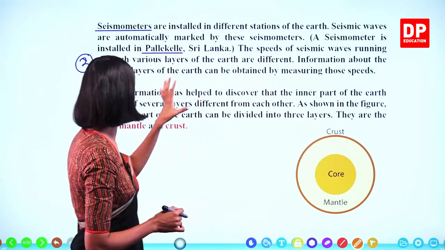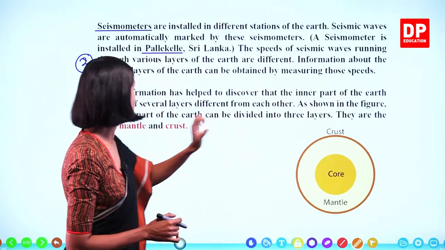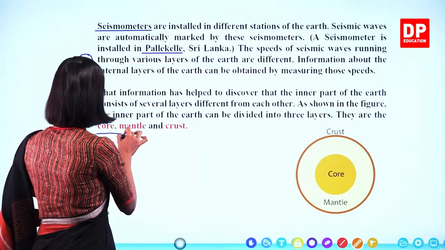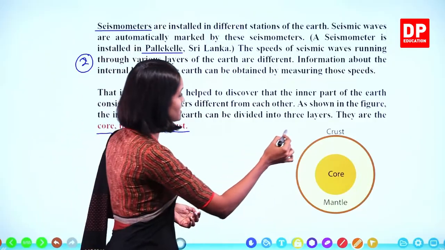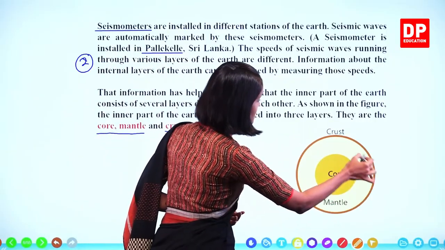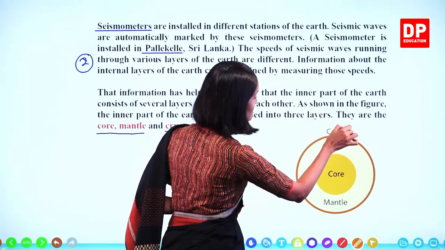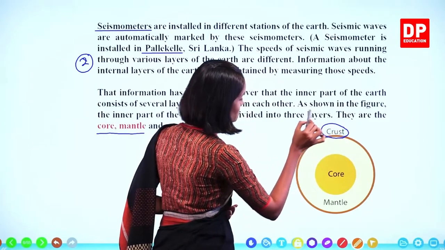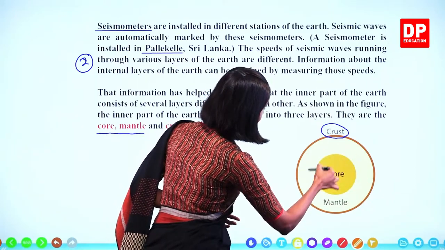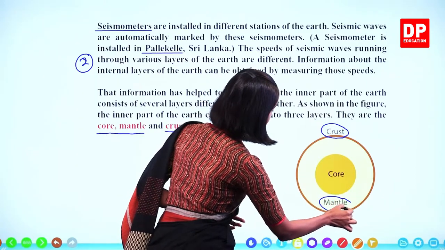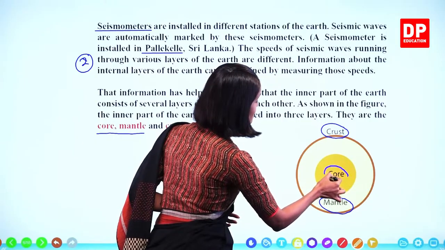As shown in the figure, the inner part of the earth can be divided into three layers. They are the core, mantle, and crust. Right, children? So you all can study this picture. You all can see this brown color area is the outermost layer, known as the crust. So this pale yellow color middle area is known as the mantle. The innermost layer, the dark yellow area, is known as the core.